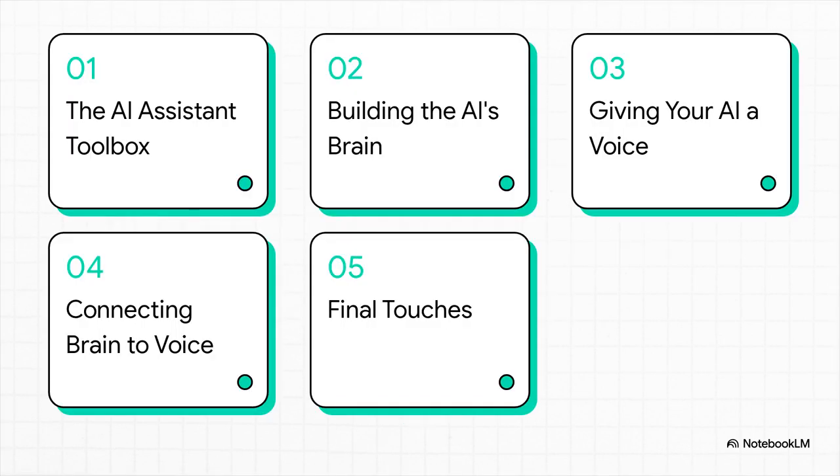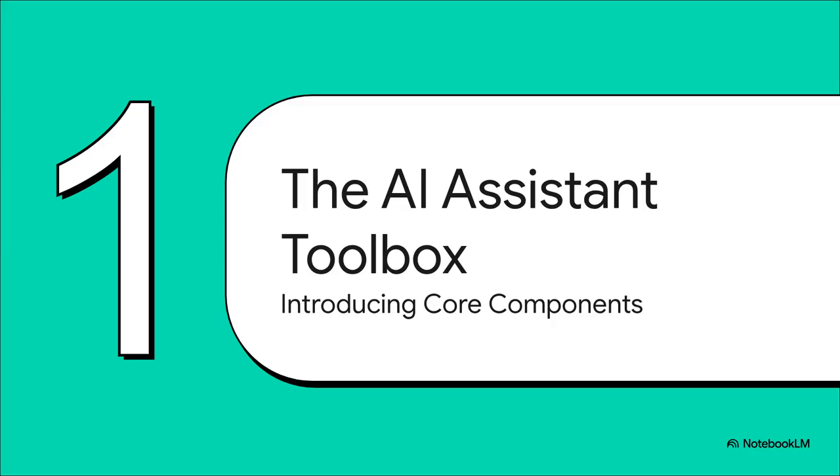And we're going to break this down into 5 really simple parts. First, we'll grab all the tools we need. Then, we'll build the AI's brain, and after that, we'll give it a voice. Next, we'll connect the brain to the voice, and finally, we'll put on the finishing touches to bring the whole thing to life. Okay, first things first, let's get our digital toolbox ready.